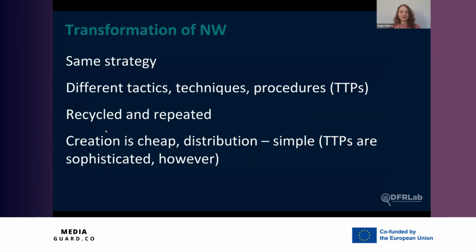So to summarize this part, and compare to modern narrative warfare and info ops, we can say that Russia has the same strategy, but of course there are different techniques and procedures, and we call these TTPs, and that's one of our aims, to understand the new tactics. Narratives are mostly recycled and repeated. As I said, there might be certain new messages targeting a specific audience, tailored to specific domestic political or even international political developments. But broadly speaking, narratives are old and they are recycled and repeated.